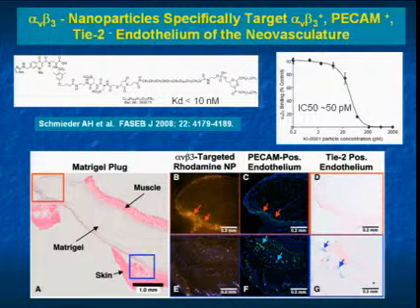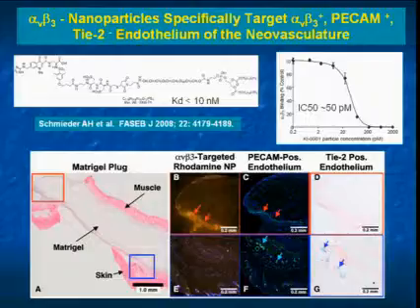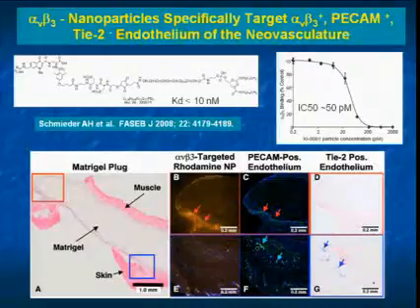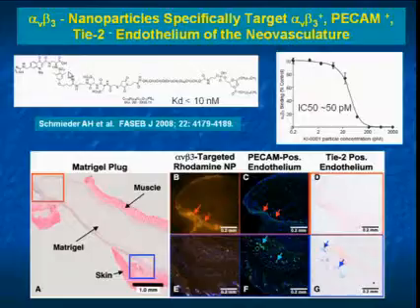Now, a lot of people can use a wide variety of molecules to home particles. You can use aptamers, you can use antibodies, you can use peptides. In this particular case, we're using what's called a peptidomimetic. It's a mimic of an RGD peptide.